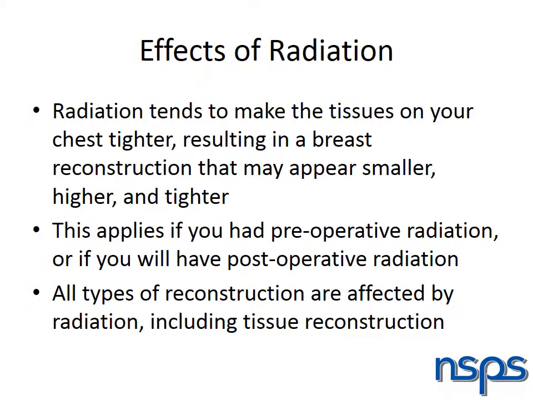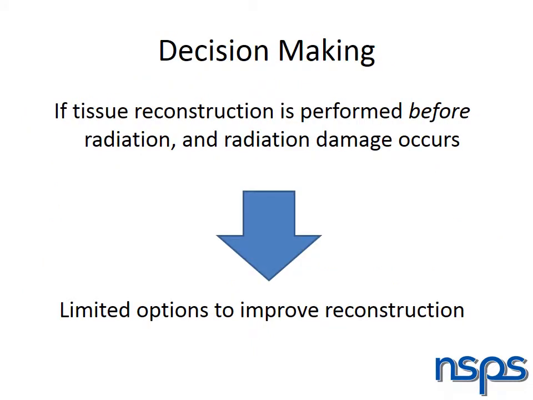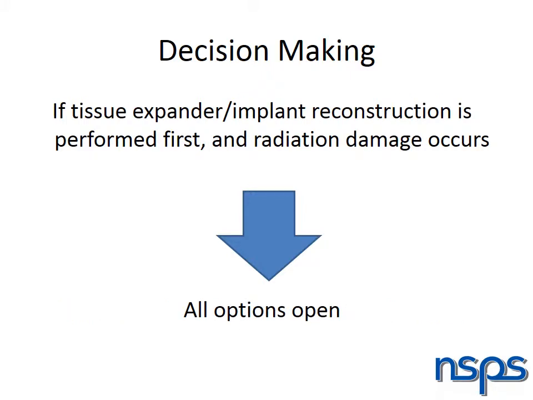In our approach to reconstruction, therefore, we like to ensure we are prepared for radiation changes by having as many tissue reconstruction options as possible available to us after radiation is completed. In approaching the initial reconstruction decision, we know that if tissue reconstruction is performed before radiation, we will have more limited tissue reconstruction options available to us should radiation damage occur. On the other hand, if we choose tissue expander reconstruction as our initial approach, we have all tissue reconstruction options still available to us should radiation damage occur.